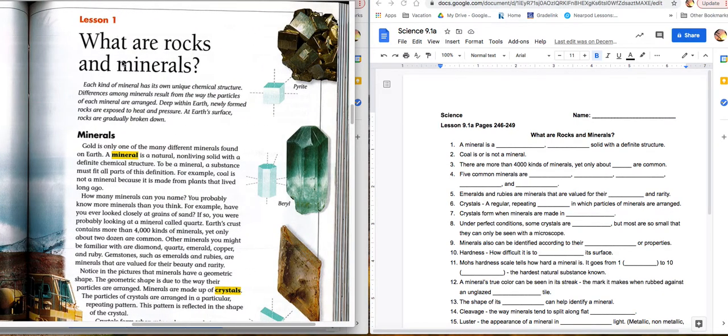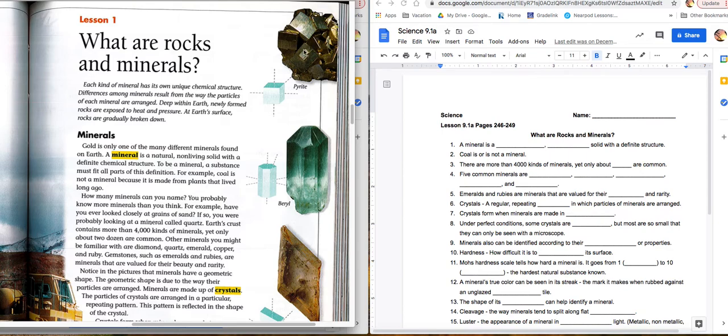Today we're talking about what are rocks and minerals. The summary statement says this: each kind of mineral has its own unique chemical structure. Differences among minerals result from the way the particles of each mineral are arranged. Deep within Earth, newly formed rocks are exposed to heat and pressure. At Earth's surface, rocks are gradually broken down. So we'll start talking about that, guys.